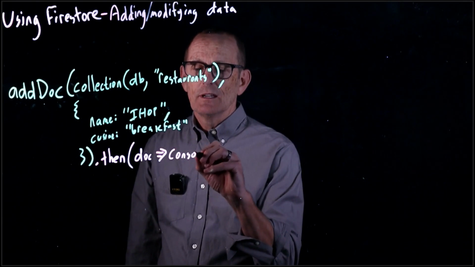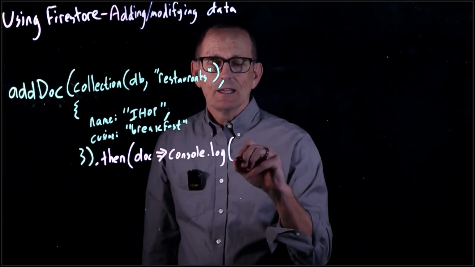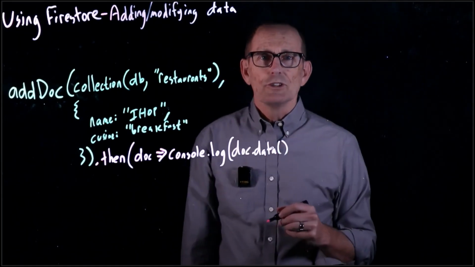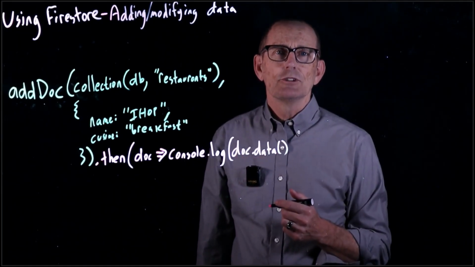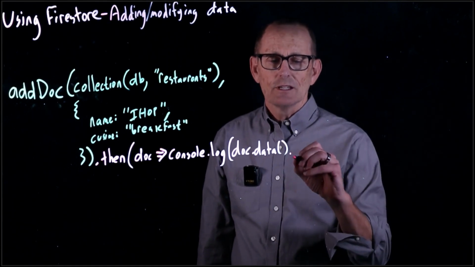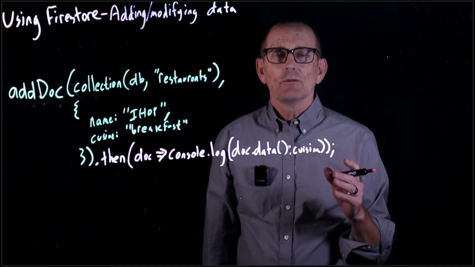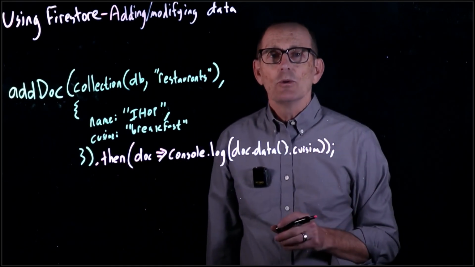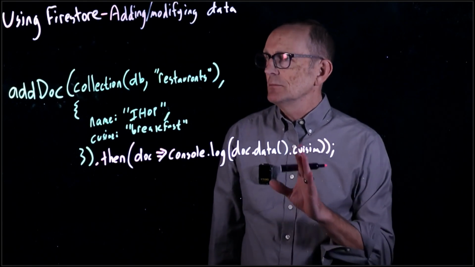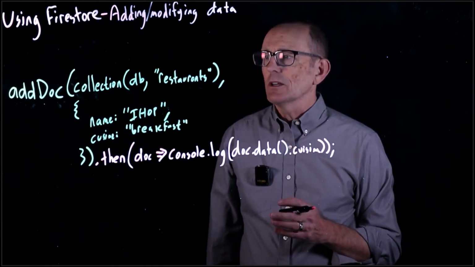For instance, this document has a data function which returns the actual data. So there are other methods in here to return metadata about it. So let's say doc.data.cuisine. It turns out when we're going to be using React, we're going to actually be using some React hooks that mean we don't necessarily have to be worrying about this asynchronous nature. But we'll come back to that. So this is a way we can add a document.